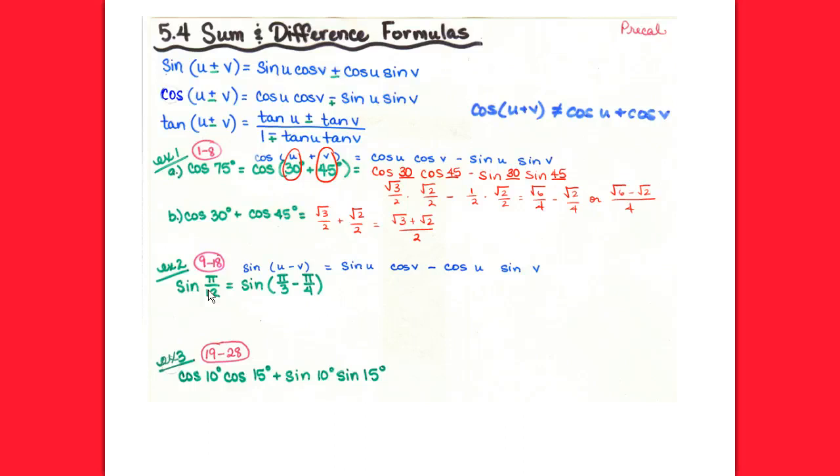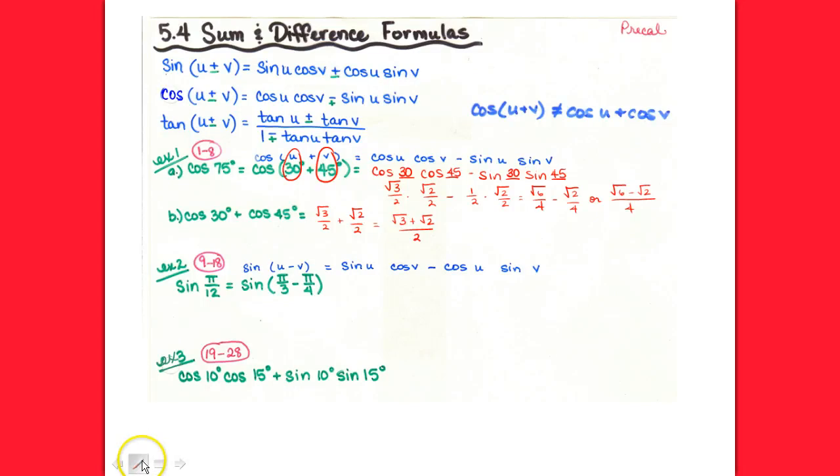Now, they were kind enough on this problem, and sometimes even on the homework problems, to tell me to figure out what the sine of pi over 12 is by rewriting pi over 12 as pi over 3 minus pi over 4. What if they didn't do that? What if they didn't just flat out give it to me and tell me how to do it? How am I going to figure that out for myself?